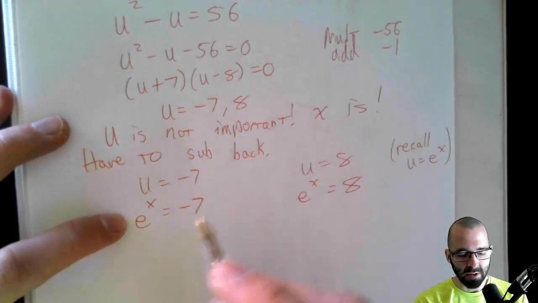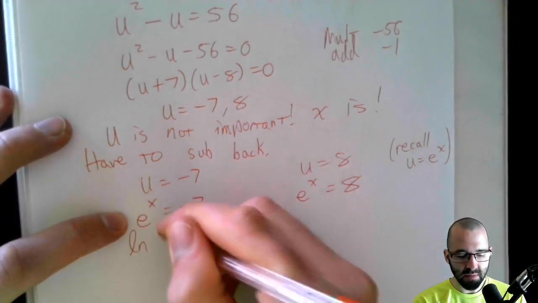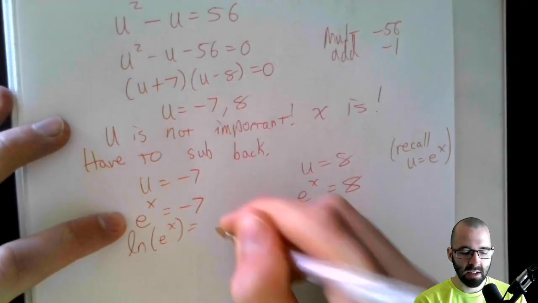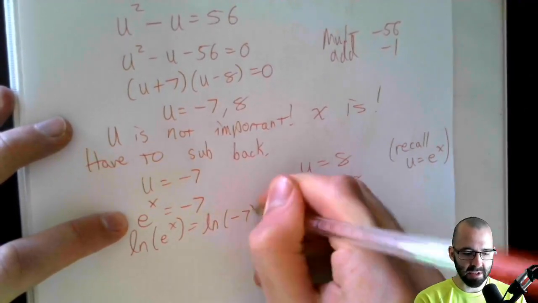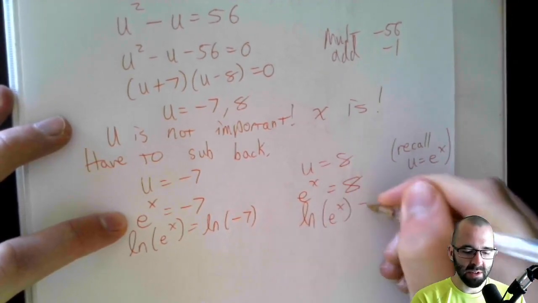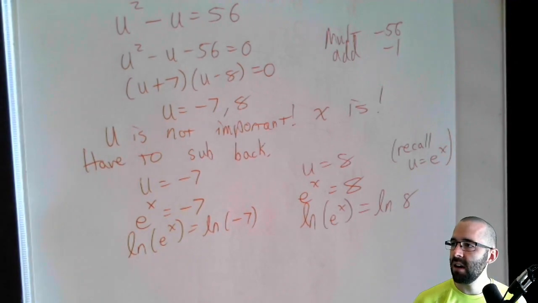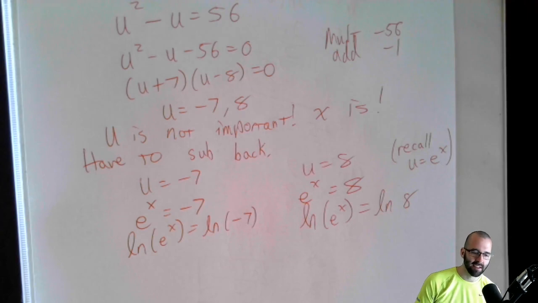Okay, so we just finish. How do we solve this? We take the natural log of both sides. So we get the natural log of e to the x equals the natural log of negative 7. Ooh. And the natural log of e to the x equals the natural log of 8. Yeah, exactly, Lexi. Good.